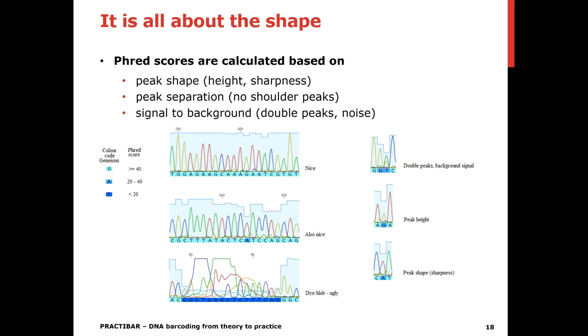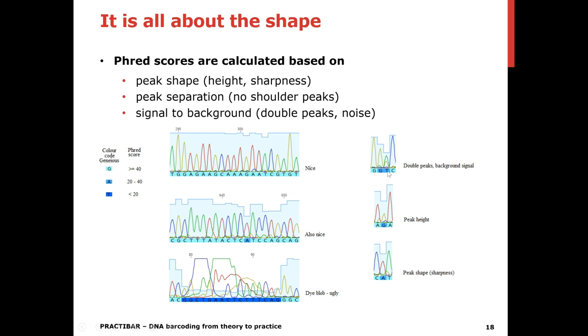So what makes the Phred scores? The Phred score is based on the peak shape. If we have a very high and sharp peak, then you get a high score. So here you have a very nice sequence, and you can see, because of the color, it's light blue, you have Phred scores which are higher than 40. So this is a nice sequence.